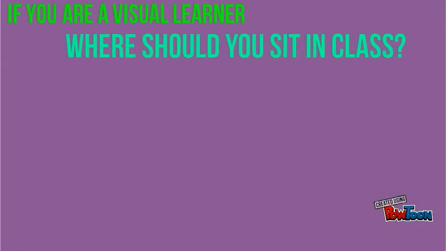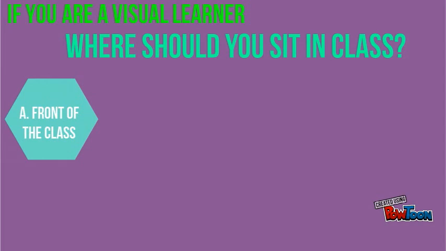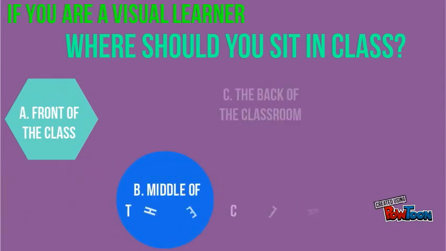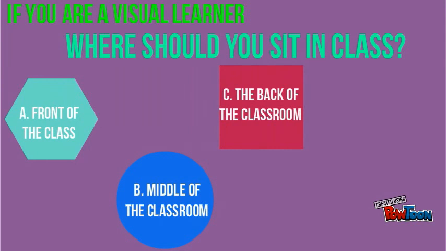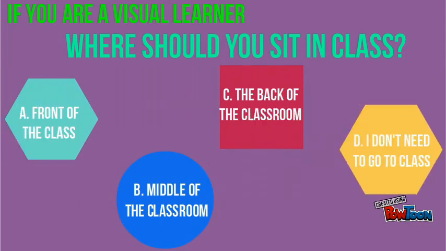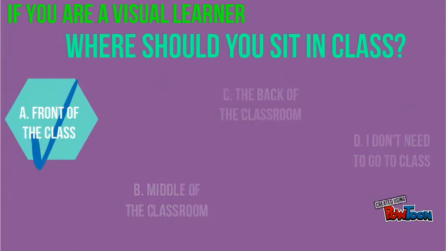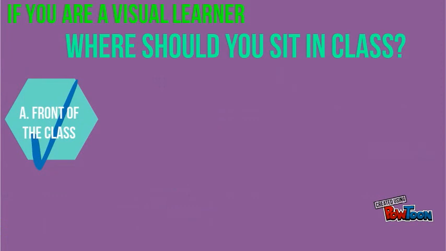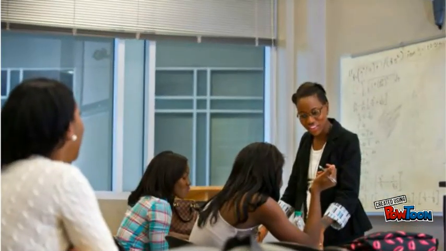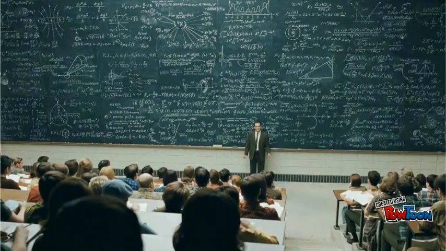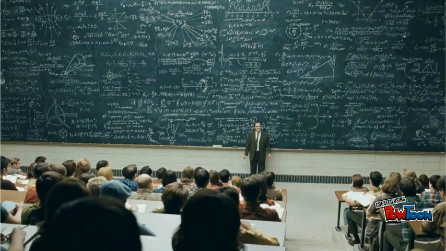Question: if you're a visual learner, where should you sit in class? A, the front of the classroom, B, the middle of the classroom, C, the back of the classroom, or D, you shouldn't even go to class. If you guessed A, the front of the class, you are 100% correct. Visual learners learn best when they are in front and center of the action. In this case, the action is the professor's lecture, presentation, or equation, but the point is to be ready and present for the action.